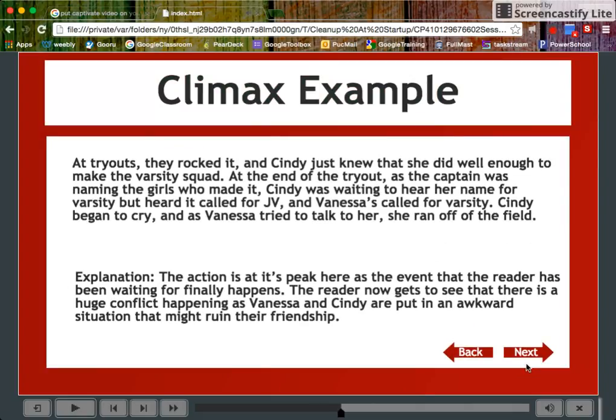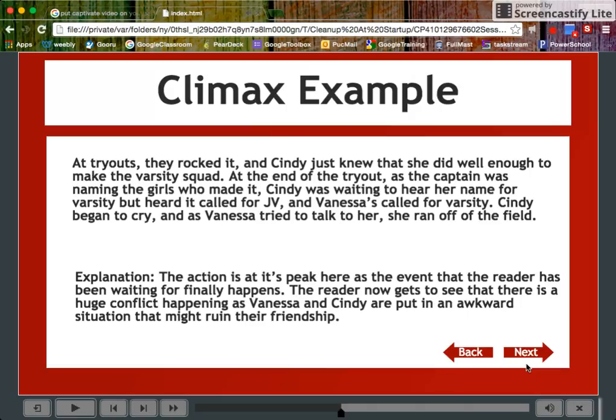Climax example. At tryouts, they rocked it, and Cindy just knew that she did well enough to make the varsity squad. At the end of the tryout, as the captain was naming the girls who made it, Cindy was waiting to hear her name for varsity, but heard it called for JV, and Vanessa's called for varsity. Cindy began to cry, and as Vanessa tried to talk to her, she ran off of the field.